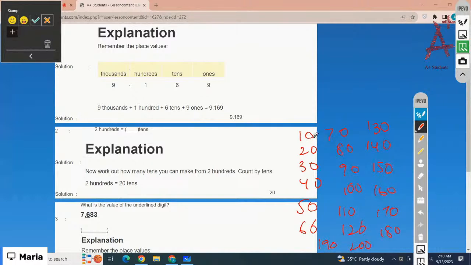1, 2, 3, 4, 5, 6, 7, 8, 9, 10, 11, 12, 13, 14, 15, 16, 17, 18, 19, 20. So that means in 200 you have 20 tens, right? So the correct option is 20.